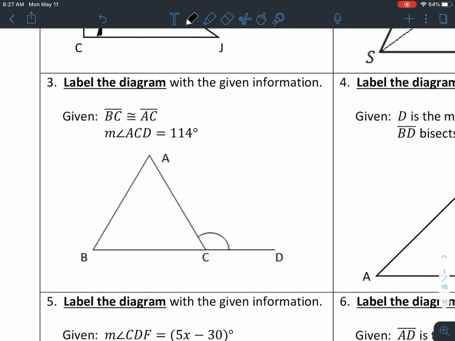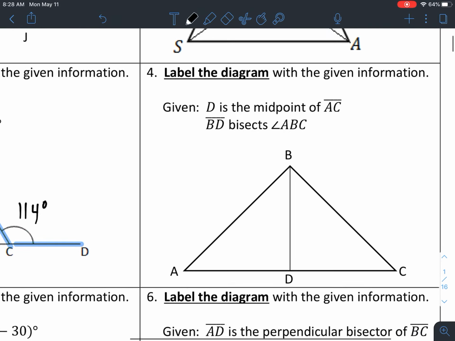Label the diagram. Line segment BC is equal to AC. So first off, BC is equal to AC, and ACD is 114 degrees. So A to C to D here, I'm highlighting just so you see, is 114 degrees. So you just have to put 114 like that in there. That is it. That's all I'm asking for this.